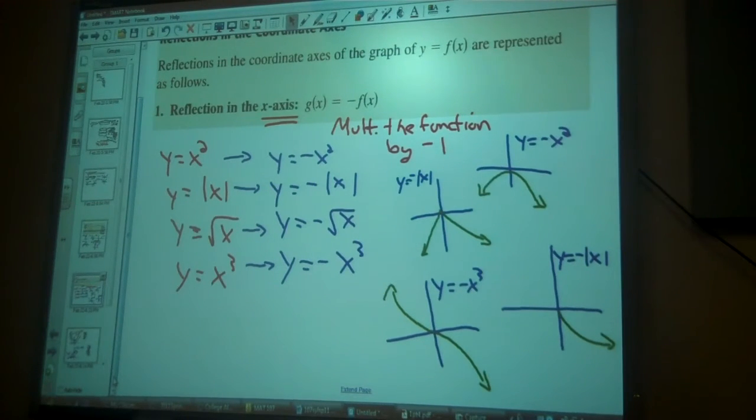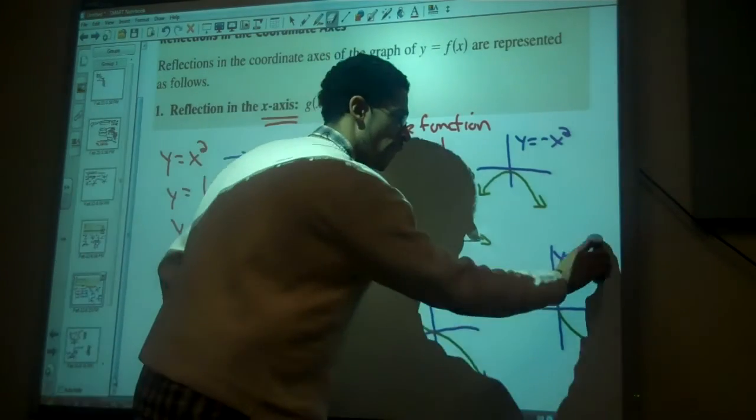Question, yes? For the graph on the bottom right, don't you need a negative square root of x on the after that? Thank you.